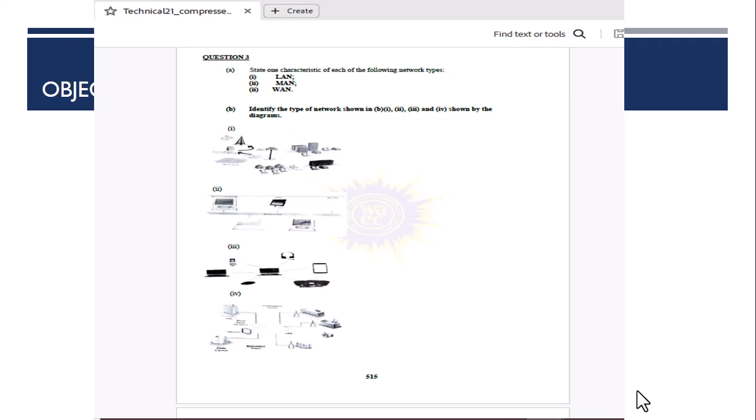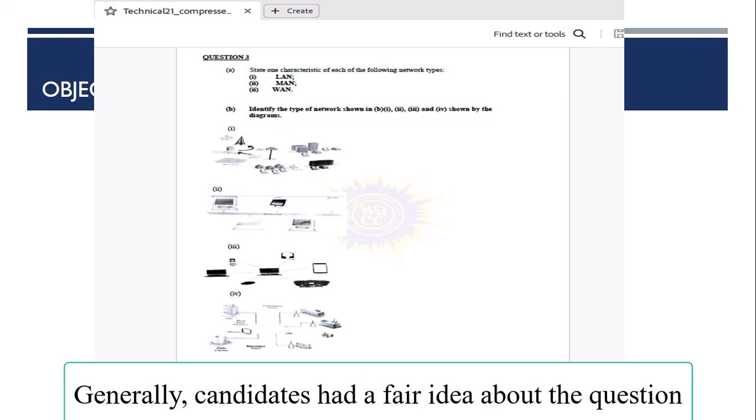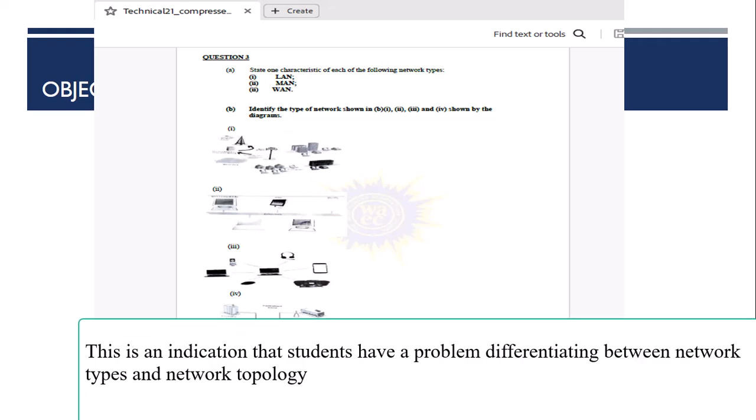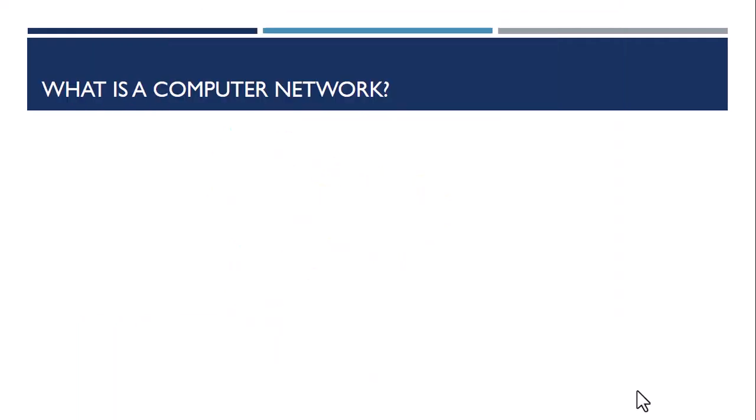This is what the chief examiner had to say. Generally, candidates had a fair idea about the question. However, in part B, candidates focused on the network topologies rather than the network types. This is an indication that students have a problem differentiating between network types and network topology. Let's move on to the main topic for the day.